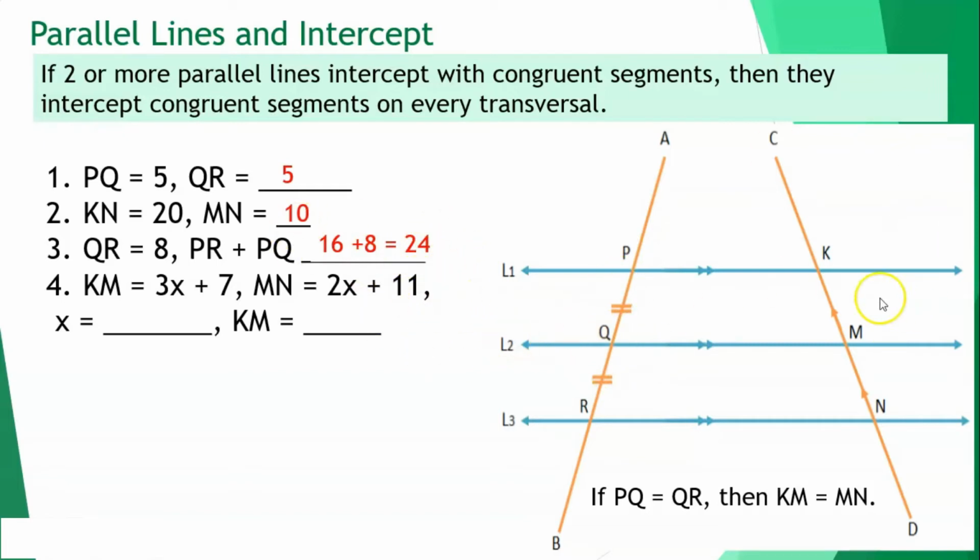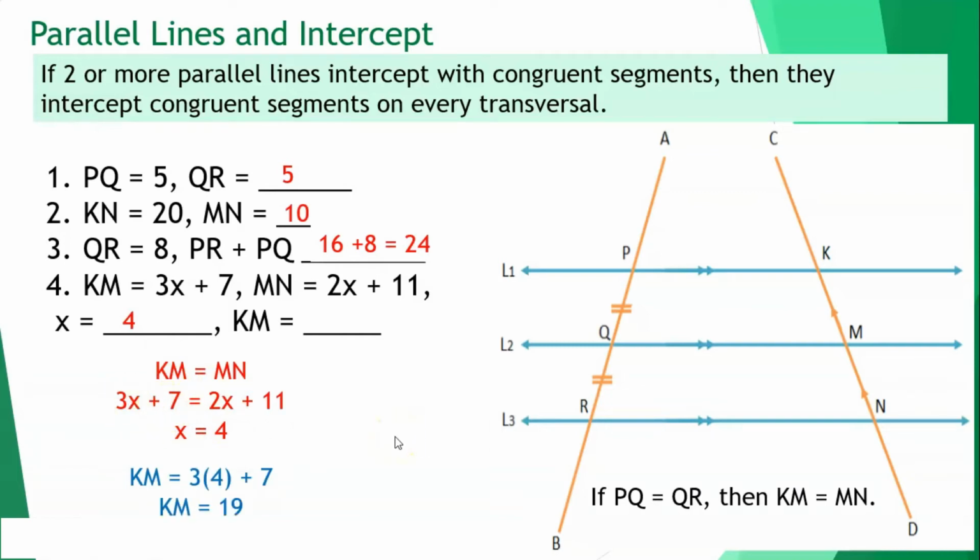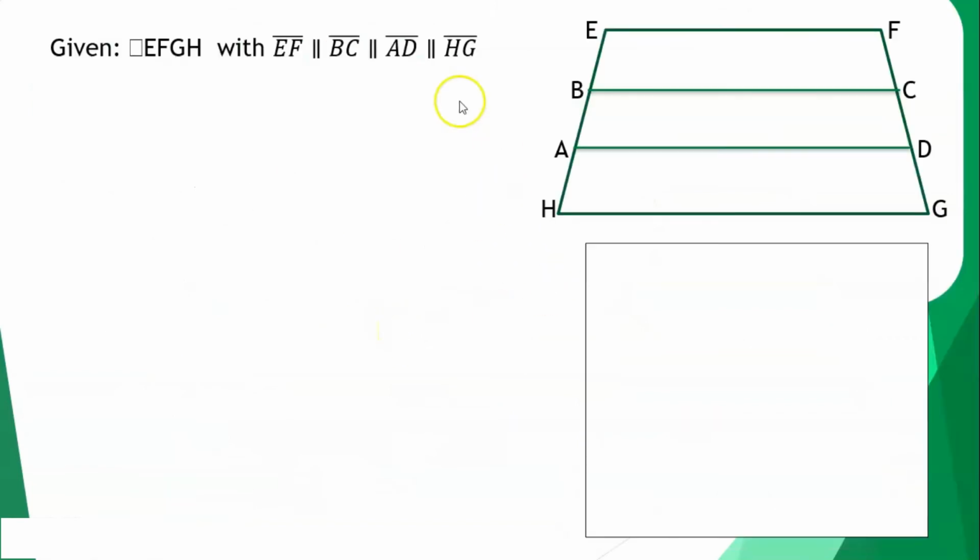Next, if KM is equal to 3x plus 7, and MN is 2x plus 11, find x and KM. Take note, KM and MN are equal. So with that, we substitute. Transferring 2x to the other side, that would become x, and 11 minus 7, that would become 4. So our x is 4, and to get KM, that's simply 3 times 4 plus 7. 3 times 4 is 12 plus 7, that's 19. So KM is 19. Okay, another example.